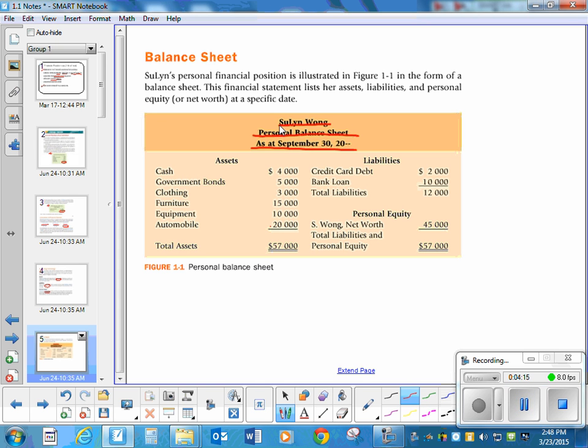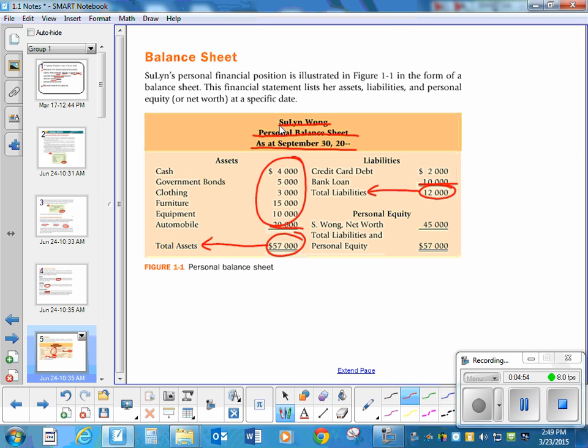A single underline in accounting represents that you are adding. So now you are adding all of these numbers together to get your total assets of $57,000. And you need to have the total assets listed there as well. Now on the right-hand side are our liabilities. Liabilities are what you owe. Credit card debt, bank loan. A single underline indicates you're adding. You need to have the total of $12,000 here, and you also have to have the heading here, total liabilities.